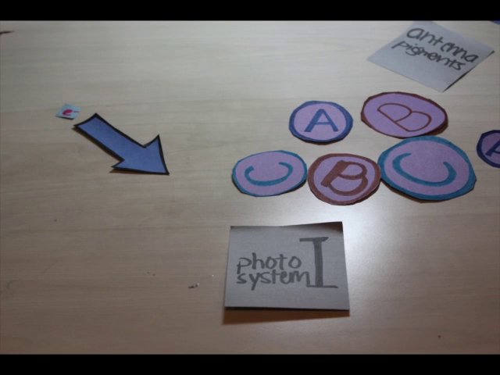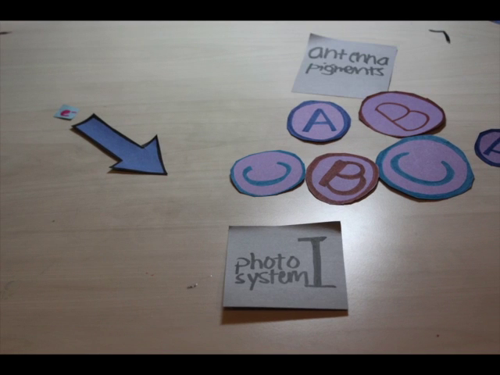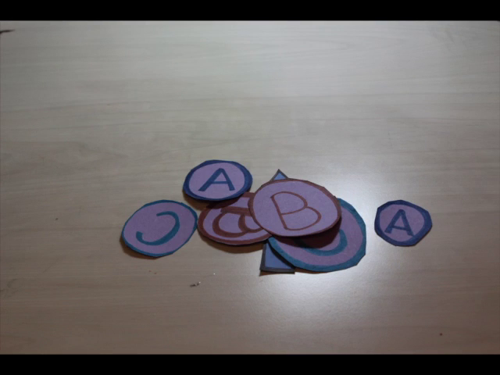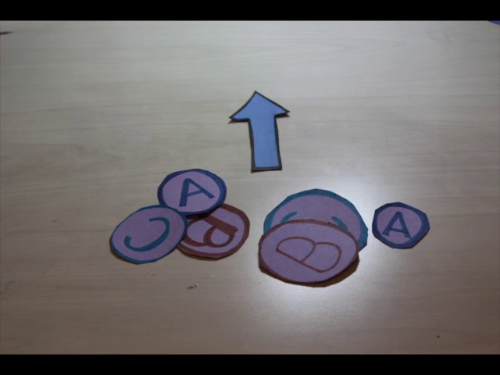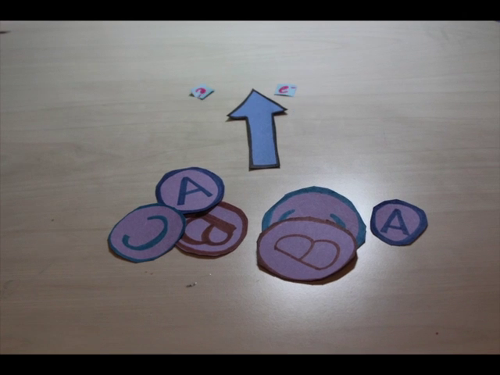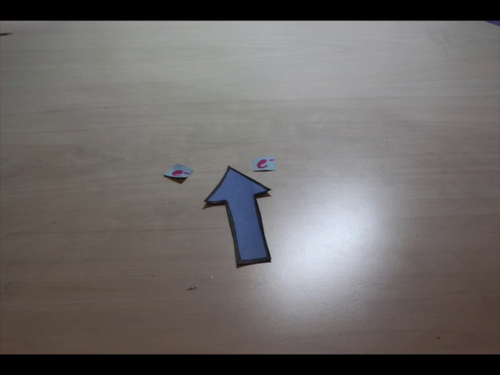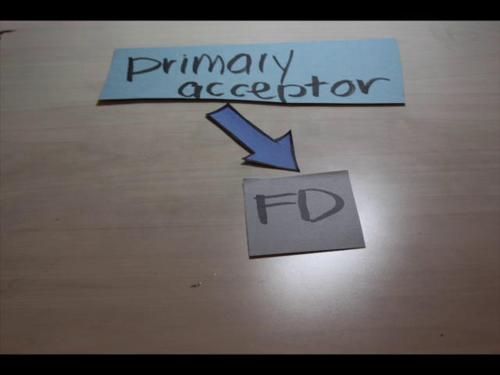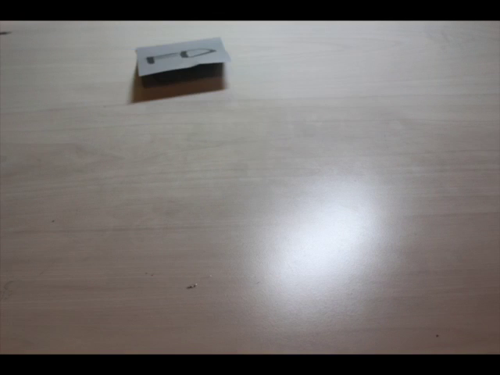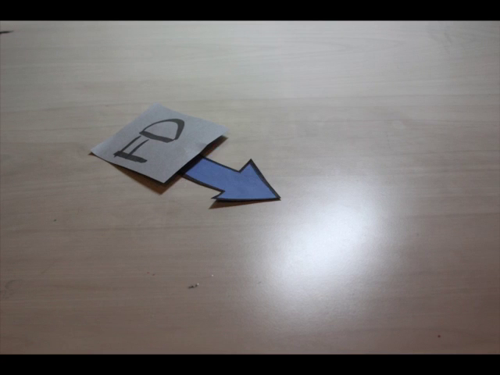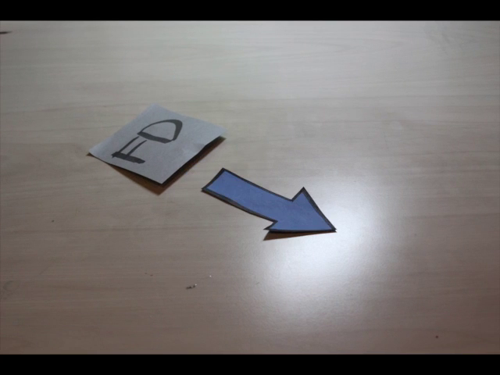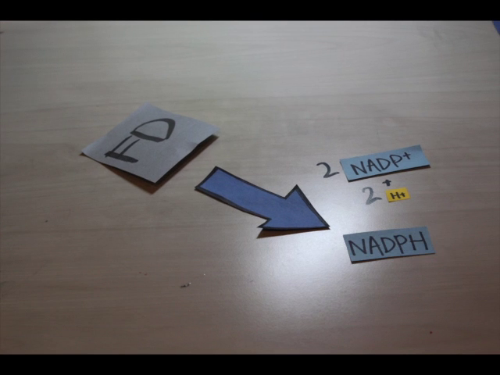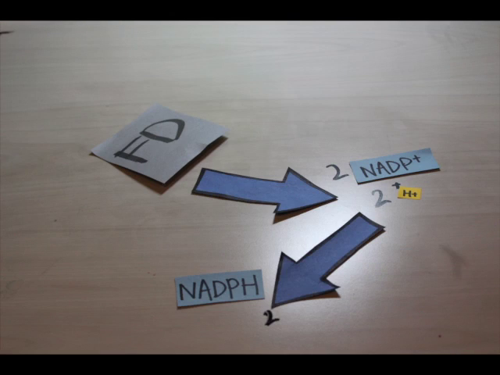After the electrons travel through the electron transport chain, the electrons arrive at the second photosystem, or photosystem 1. In this system, the electrons go through a similar process as they do in photosystem 2. After the electrons reach the primary electron acceptor, they then travel to FD, or ferredoxin, a protein that takes these excited electrons to the enzyme that stores this light-derived energy in NADPH. This NADPH is then transferred to the Calvin cycle to make sugar in the light-independent reactions.